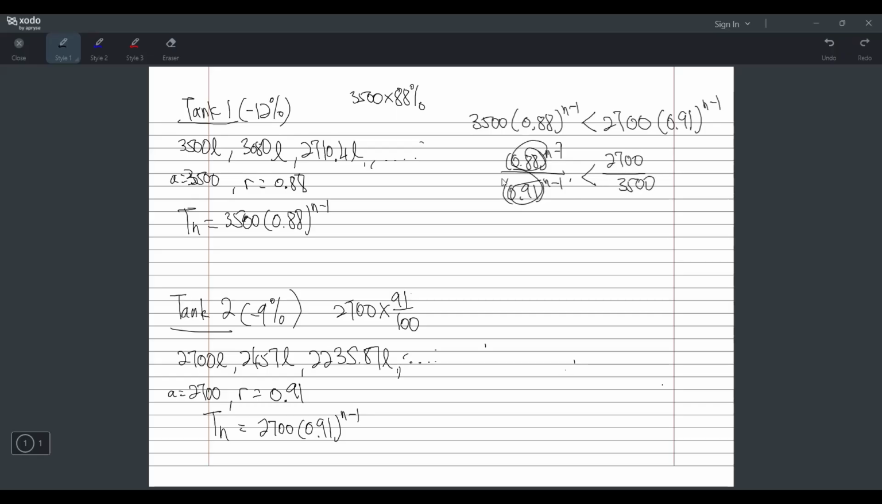Even though the bases are not the same, the power is the same. If you have two numbers whose bases are different but whose powers are the same, you can actually divide them. So we can apply this in our working. Just write power n minus 1, and press the calculator 0.88 divide 0.91, so you get 88 over 91. On the other side, 27 divide 35, which is 27 over 35.